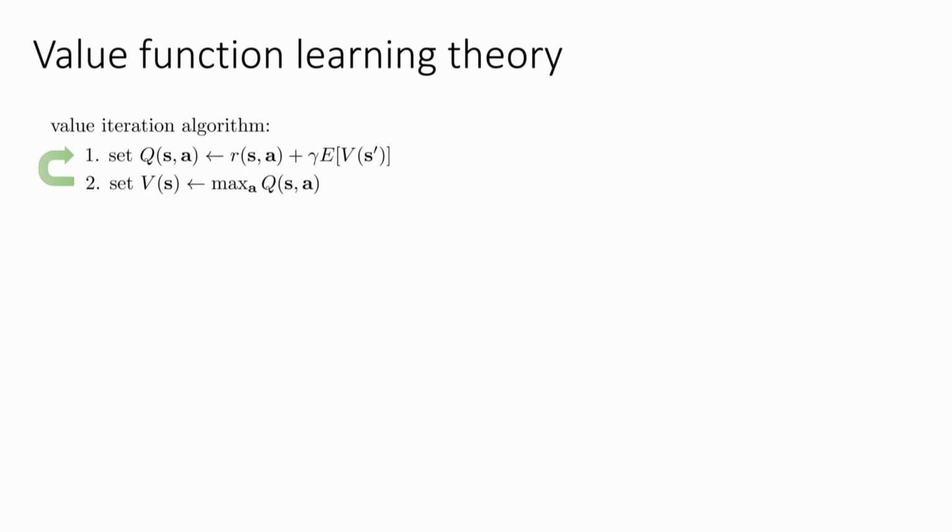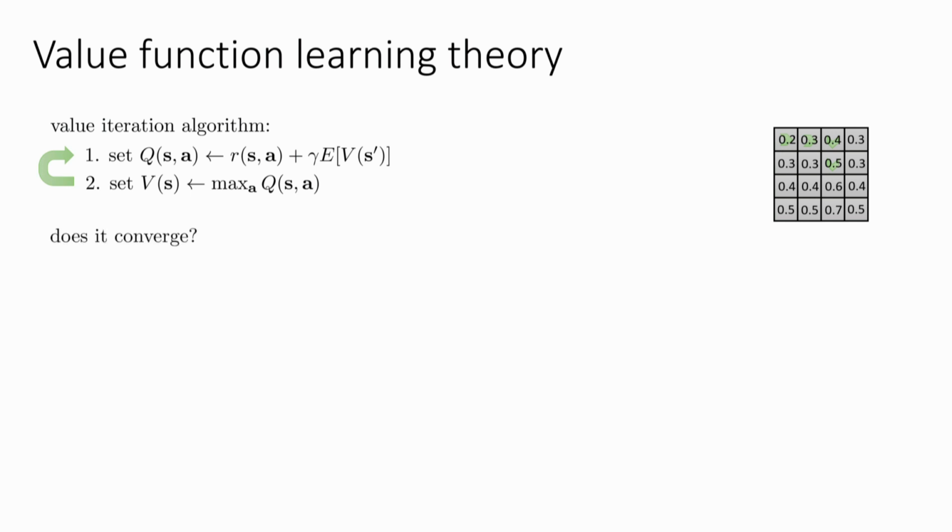So let's talk a little bit about the theory. In order to analyze the value iteration and Q iteration algorithms, I'm going to first introduce a little bit of notation. So this is the value iteration algorithm that I had before. This is the one that requires us to know the transition dynamics and keep tables and all that stuff. And I'll start with it because it's a little bit easier to analyze. So this is the case where we have a small state space and we have a number for every single state. So the first question I'll ask is, does value iteration converge?